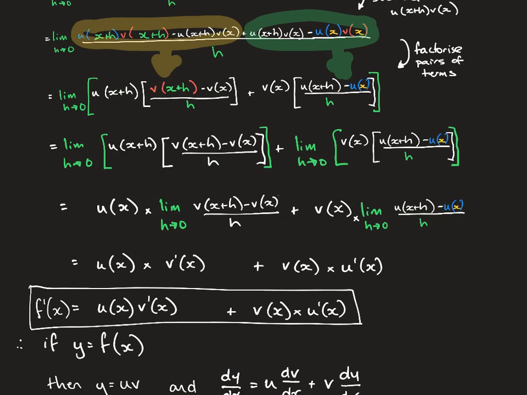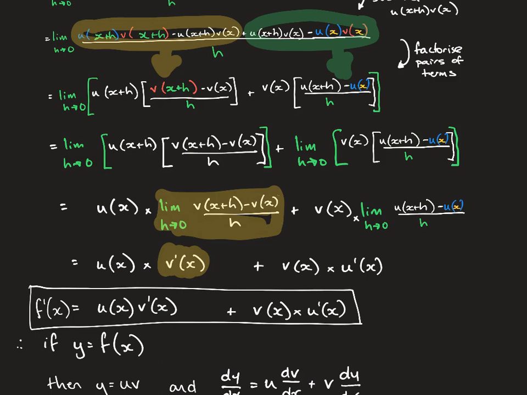When you've got a limit of two things multiplied together, it's the limit of the first thing multiplied by the limit of the second thing. So when h approaches 0 in this particular term here, u of x plus h approaches u of x. And the limit for this is still just the limit, so I've still left it written as a limit. The reason that I've done that is because I want to take this whole thing here and replace it with the derivative for v.